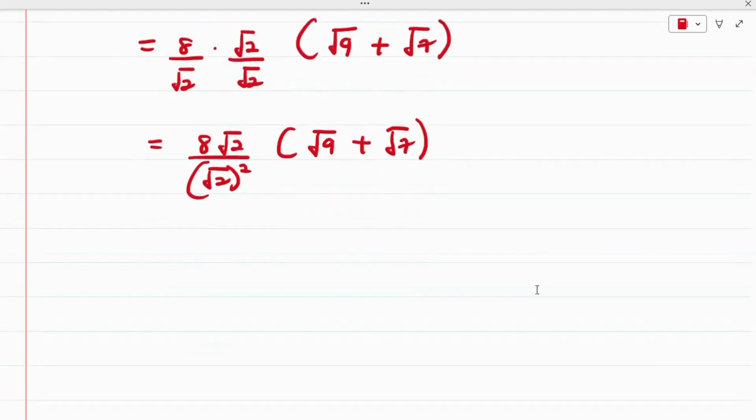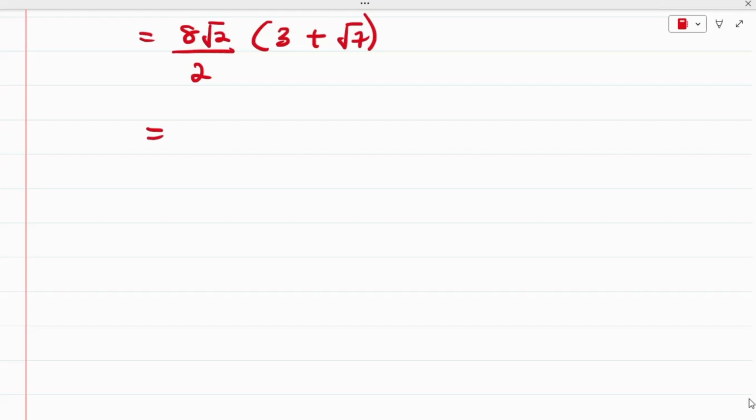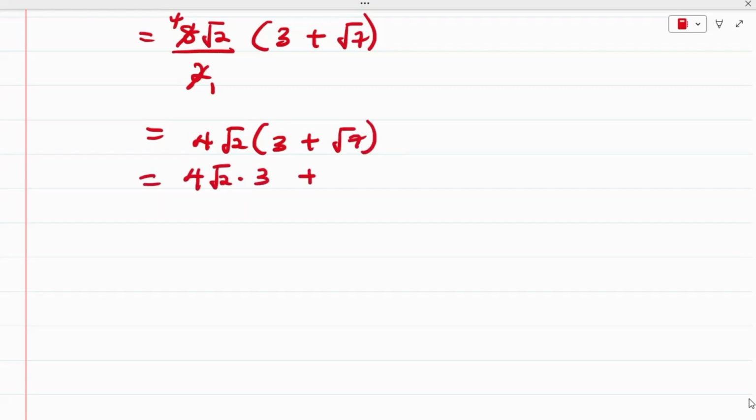7. So this is equal to 8 root 2 divide this, we cancel out, we have this to be 2 multiply the square root of 9 is 3 plus what's the root of what? 7. So we have this to be equal to 2 here, 1, 2 into 8 is 4, so we have 4 root 2 multiply 3 plus the square root of what? 7. So this is equal to 4 root 2 multiply 3 plus 4 root 2 multiply the root of what? 7.